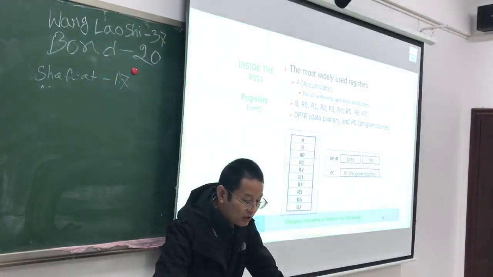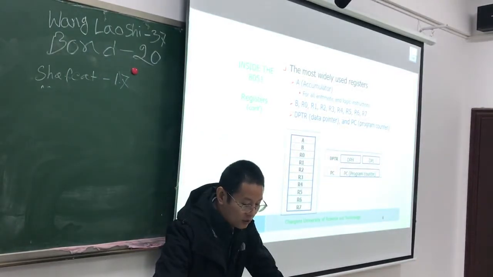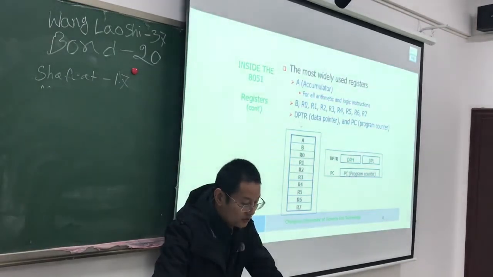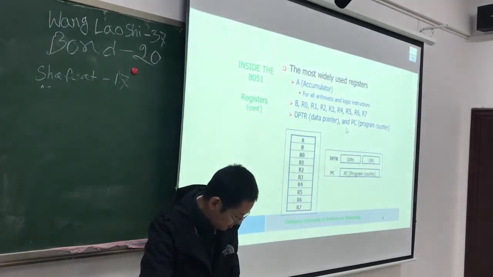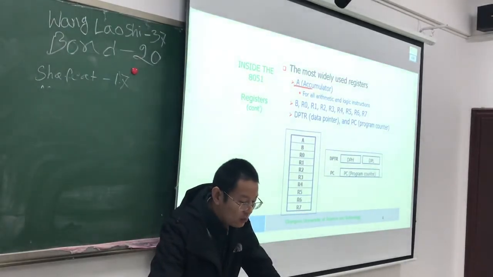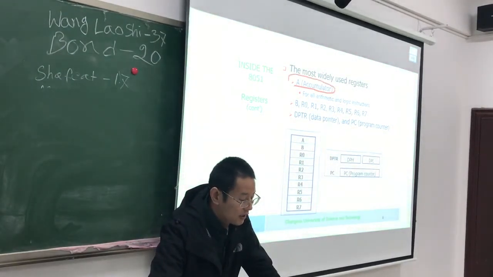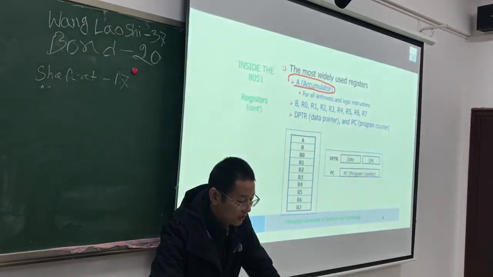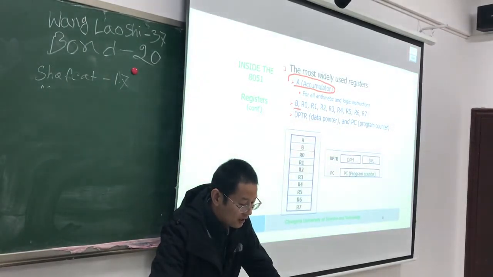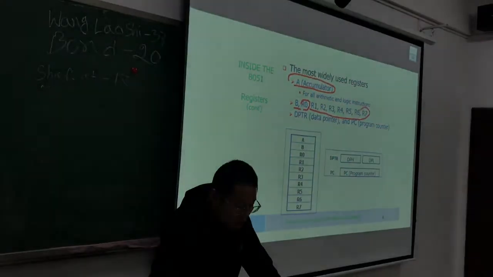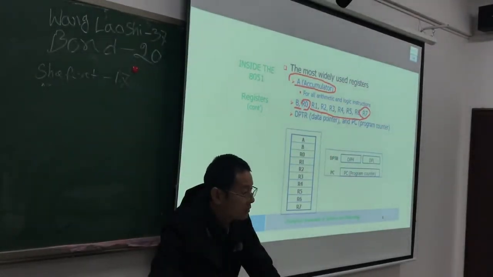The most widely used registers are A, B, R0 to R7, DPTR, and PC. A is the accumulator for all arithmetic and logical instructions. B, R0 to R7, we use them often.